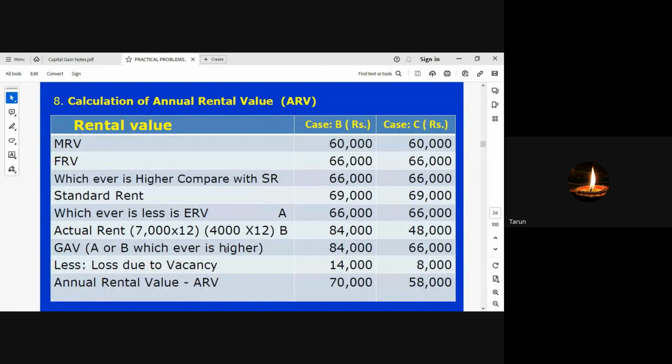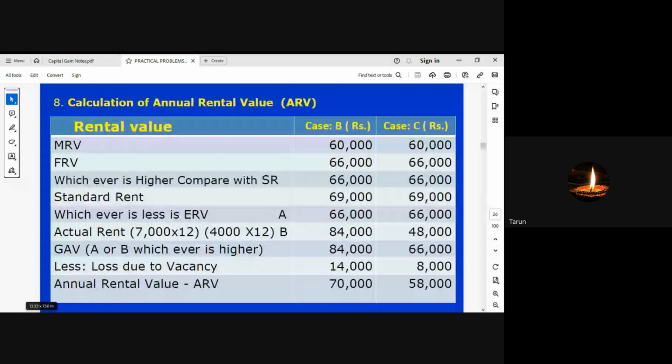The same pattern of format has to be followed in 3 steps: step 1, step 2, and step 3. Once you come to step 3, you will get the gross annual value. Once you get the gross annual value, if any deductions are to be made, like loss due to the vacancy or any standard deductions, we will get the annual rental value, which is called ARV.